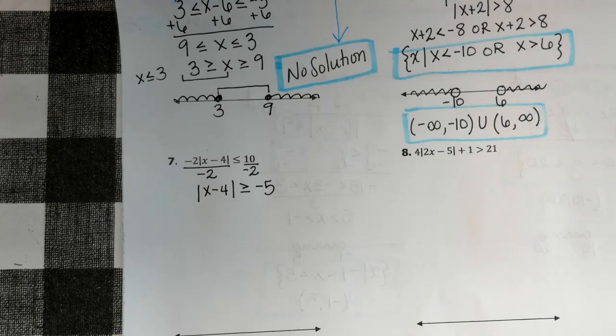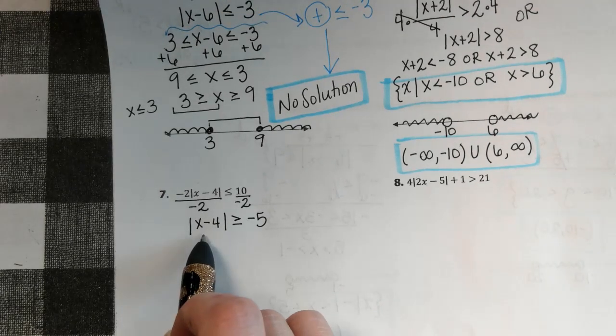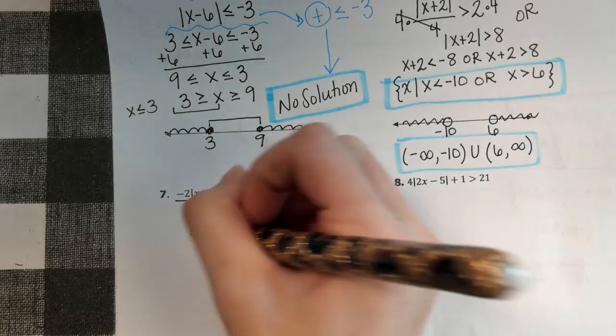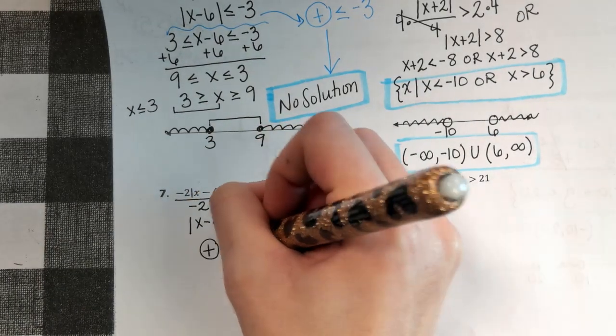It's no solution. That's a negative. Okay, so this is what I said earlier: not necessarily is everything no solution. So the absolute value, we know it's what? Any absolute value is positive. What do we know about a positive in relation to this negative 5?